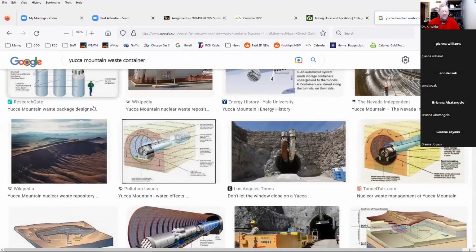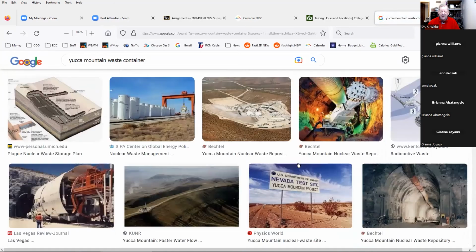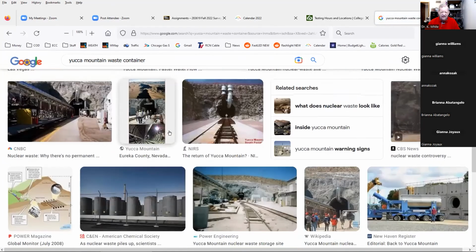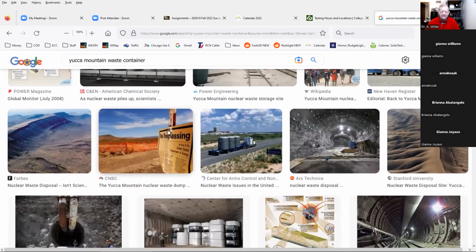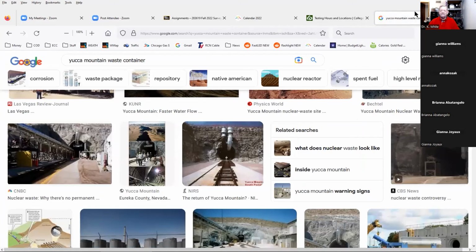They came up with this idea how to make these waste containers, which I can't find a picture of. And they did a test. And the test was in the Yucca Flats, they filled these containers with nuclear waste. After about 4 or 5 years, they were leaking. They weren't going to last 24,000 years. They weren't going to last a couple million years.